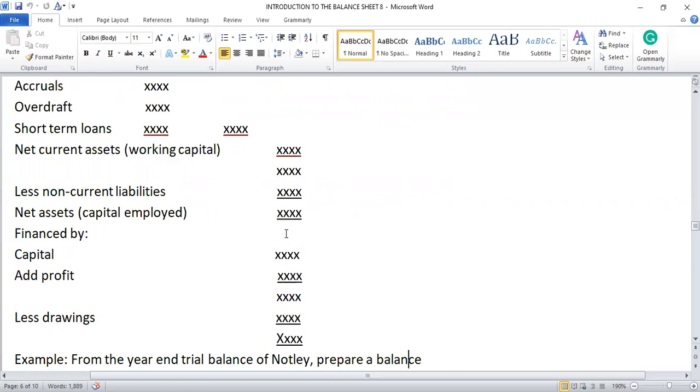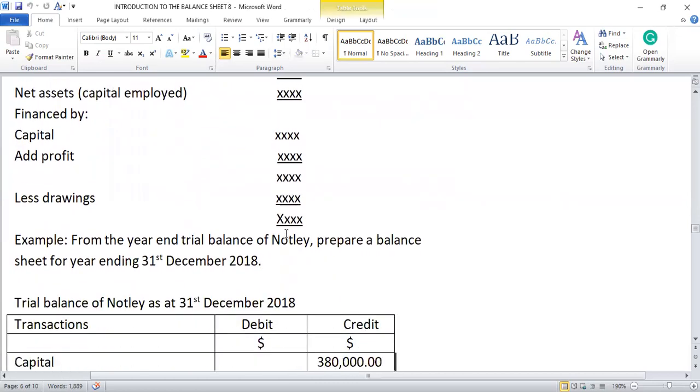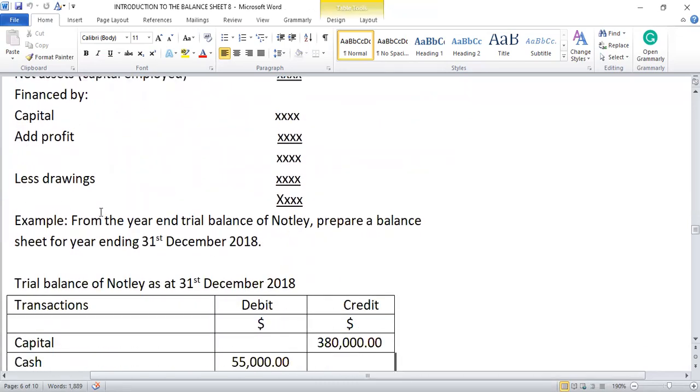So we will look at an example. We use the trial balance to prepare the balance sheet. So example, for the year end trial balance, prepare a balance sheet for the year ending 31st December 2018. So this is the trial balance. I've made a video on the trial balance. So as I've said, you can click on the link below to go and watch it. In the show more section, you click on that particular link and you go and watch it.